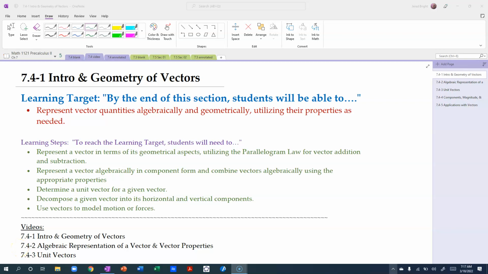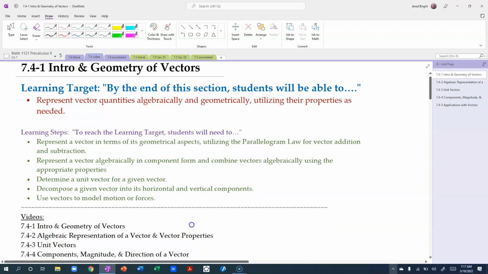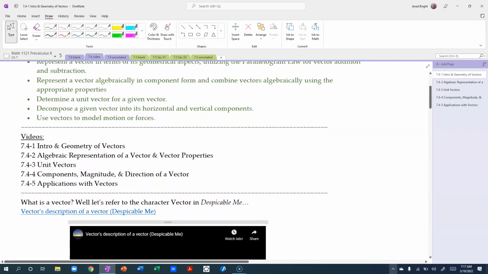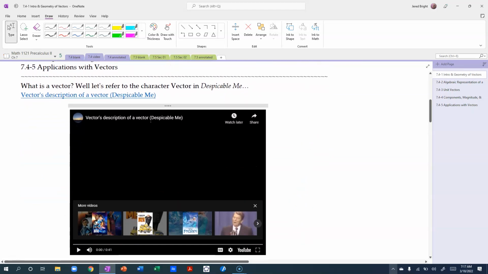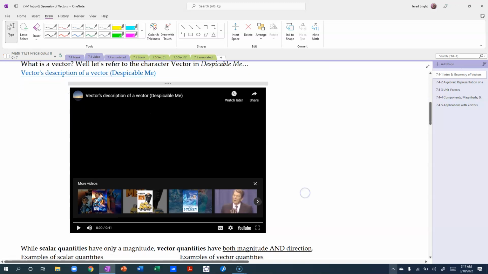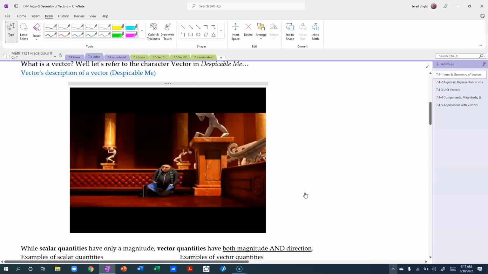We are going to now look at a new topic, vectors. And so you can see our goals for this section, and we're going to have 5 videos in total for this section. But this first video, we're going to look at just understanding what vectors are first, and then also thinking about some of the geometry related to vectors. And to help us explore what vectors are, we're going to hear from Vector from Despicable Me. Here we go.